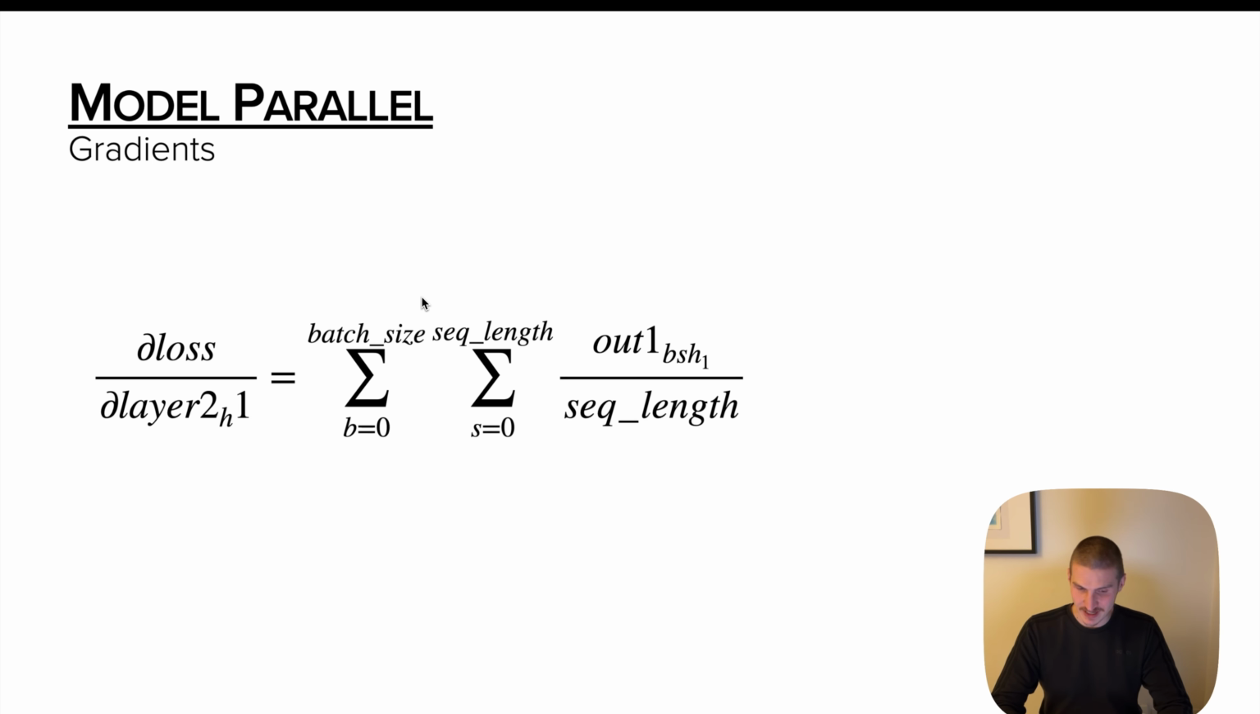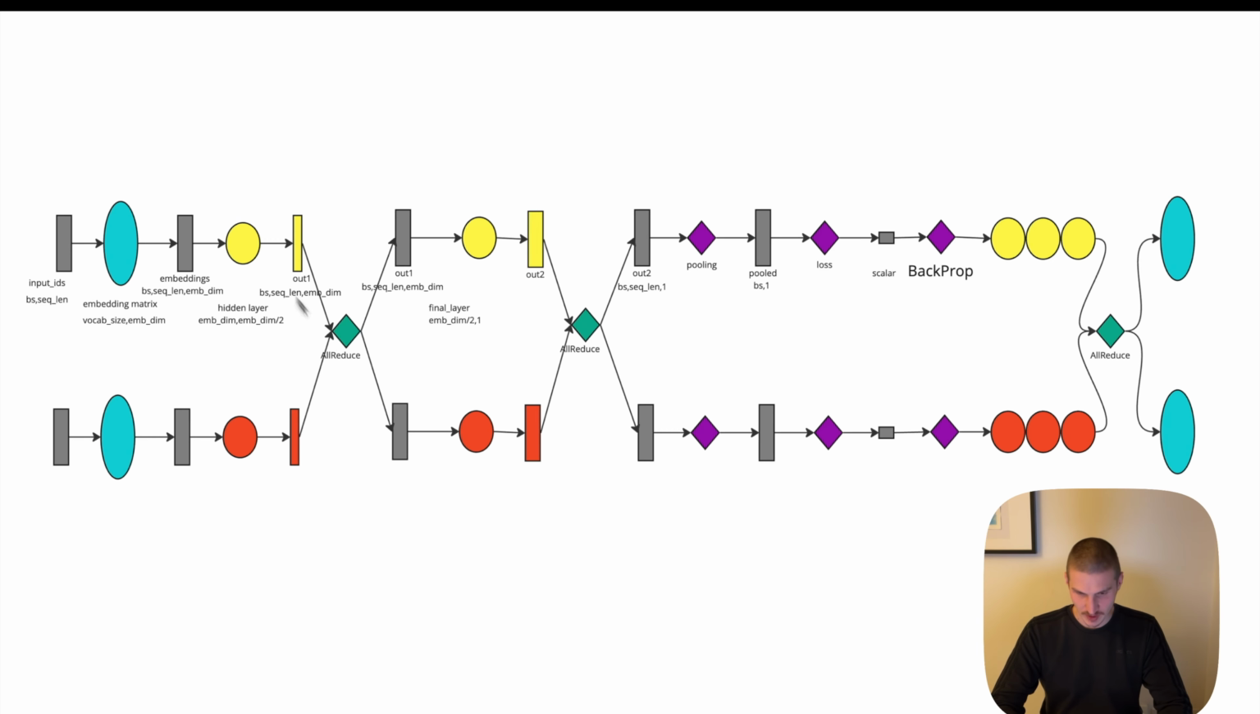Notice that the gradients don't actually contain this hidden dimension. So in the gradients with respect to the final layer, for example, we have this batch dimension and sequence length dimension. So that means that to compute the gradient, now we don't really need to do any cross communication. And this is how the entire thing will look like.